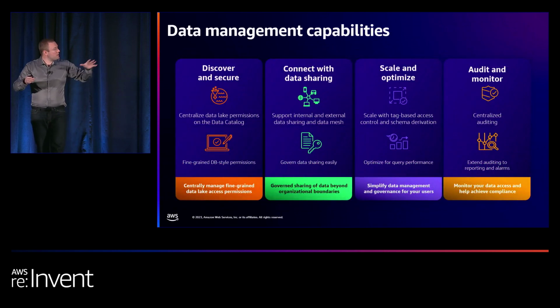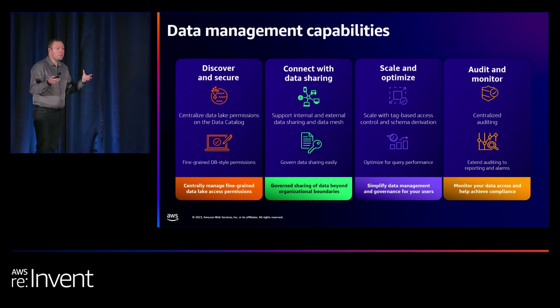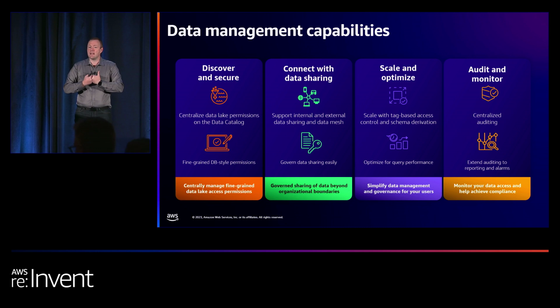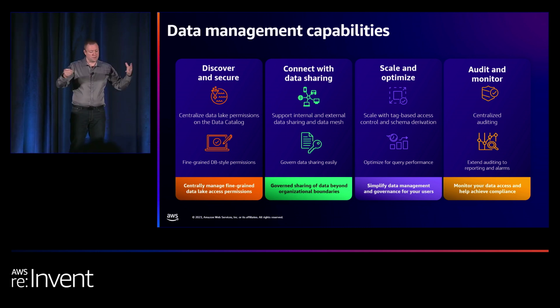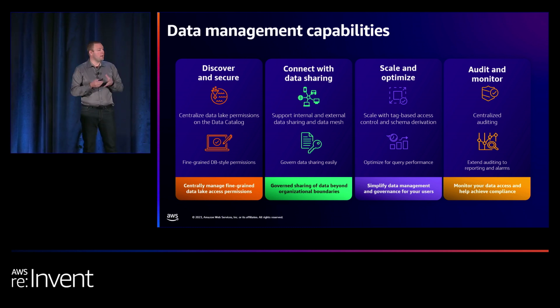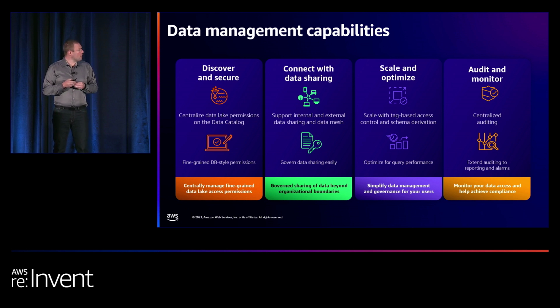So throughout this session, and these are the 4 major capabilities or pillars, however you want to call them, we'll touch on these 4. So we'll start by diving into discovering and securing your data, essentially looking at how you get data into your data catalog and how you can apply permissions on top of that. After that, we'll look at connecting with data sharing, and we'll look at how AWS partners extend Lake Formation and the Glue Data Catalog even further. We'll look at how you apply your tag-based access controls and how you can scale that even more. And finally, we'll look at the audit and monitoring section, basically looking at who did what with what data at what time.